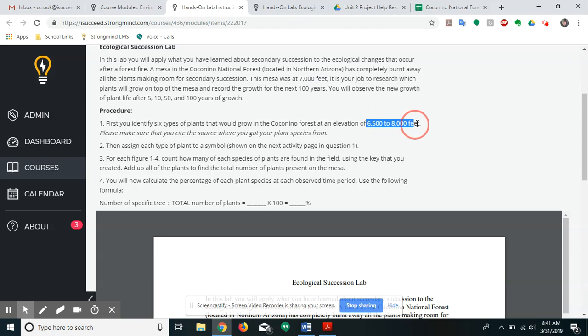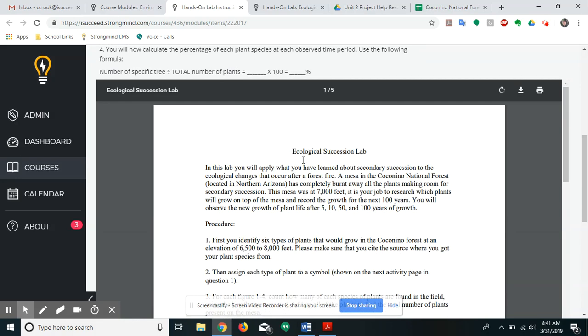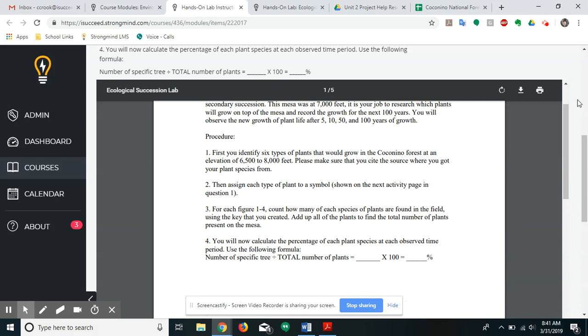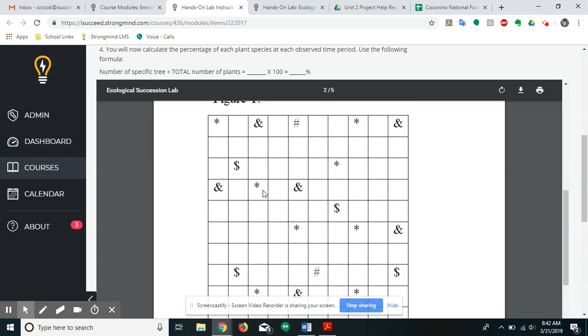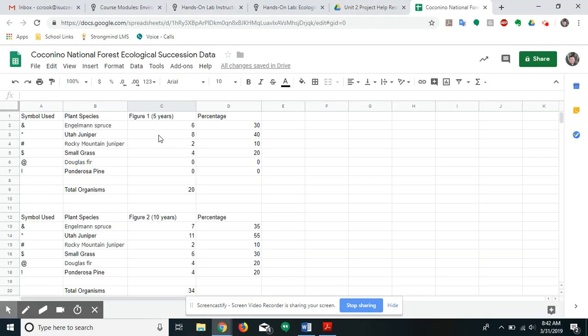So I guess not 9,000, 8,000 feet is what that wants you to go. And when you're doing this, you're going to have to give each species a specific symbol, and these symbols are found down in here. And I will show you this as well, my document that I've made.